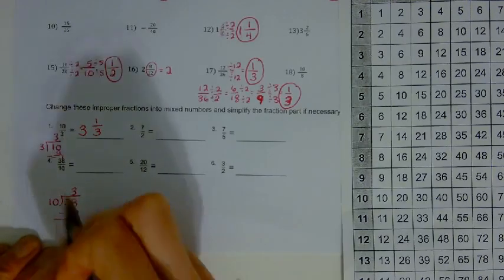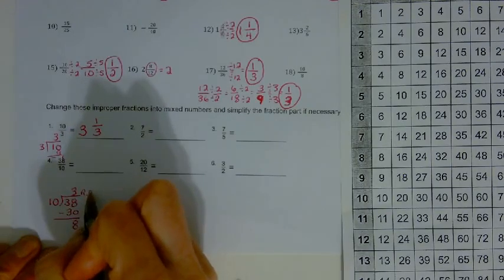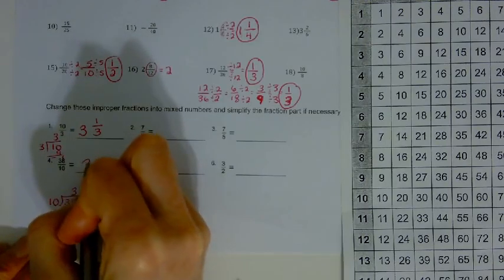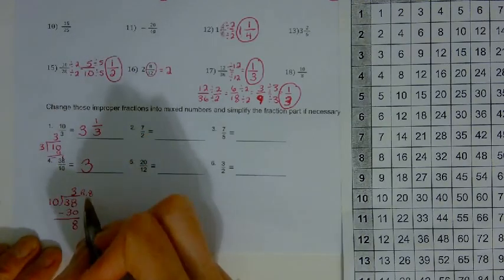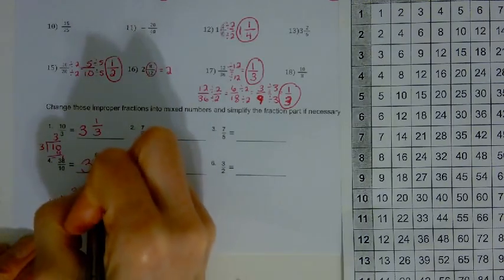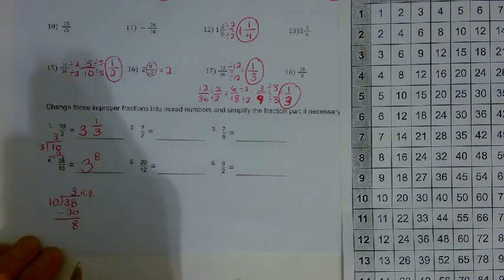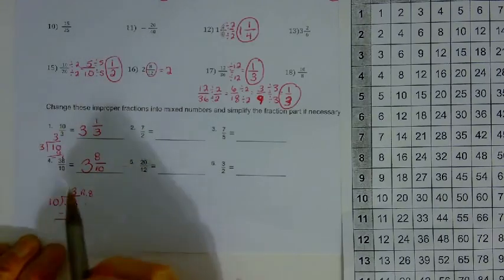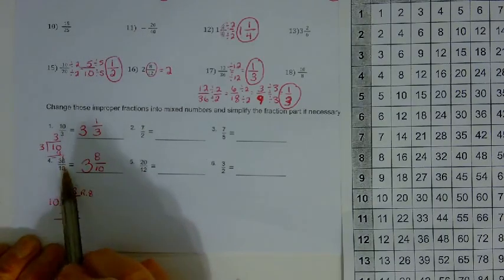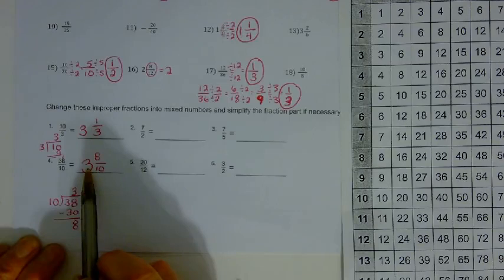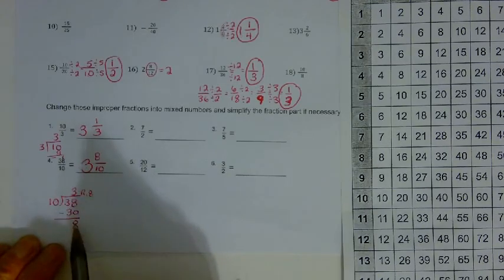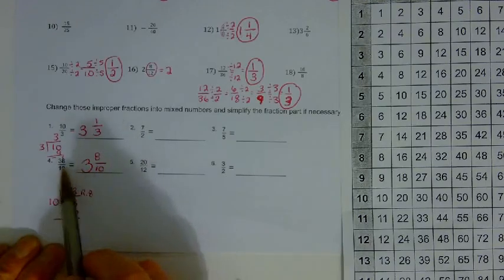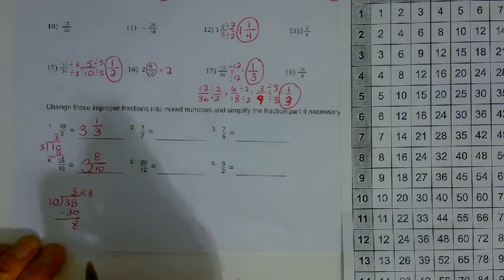So you remember how you write this? These are our wholes. We have 3 wholes, 3 whole numbers. And then the remainder is 8. And that goes on top. And then the parts is 10. Okay, so you divide to get the number of wholes. 10 goes into 38 3 whole times. And then what's left over is 8. Our remainder is 8, and that goes over the parts that the fraction is cut into. Now this is a little tricky because it is not simplified.